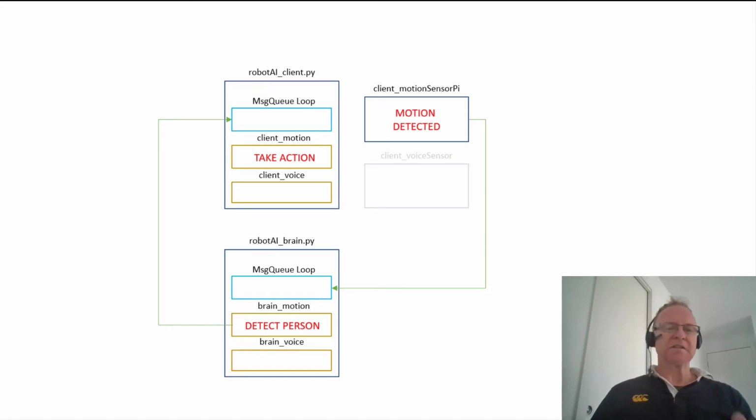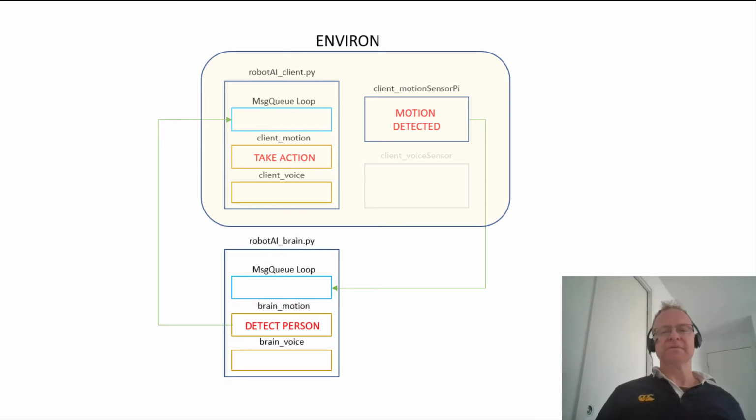How would it do that? Because essentially we've got two separate processes there. The robot client process, which is running and is separate from the motion sensor pi. They don't talk to each other directly, but they can effectively do so through the environment variable.